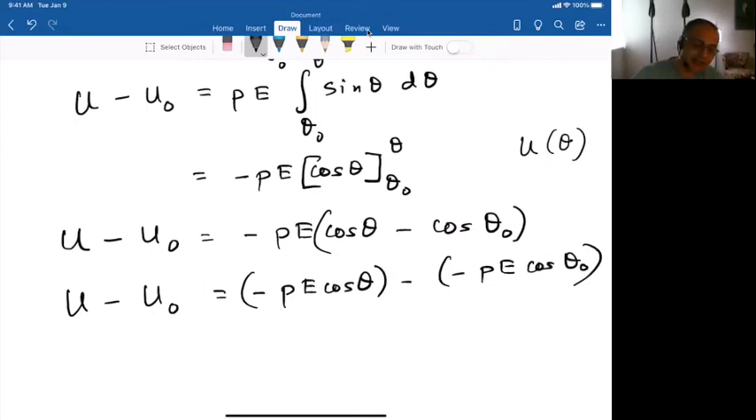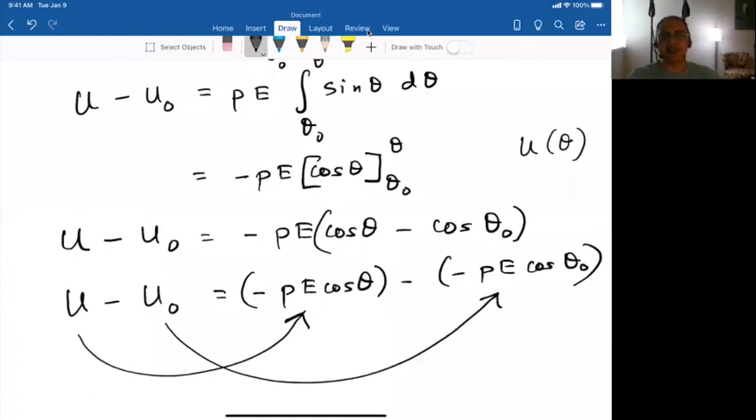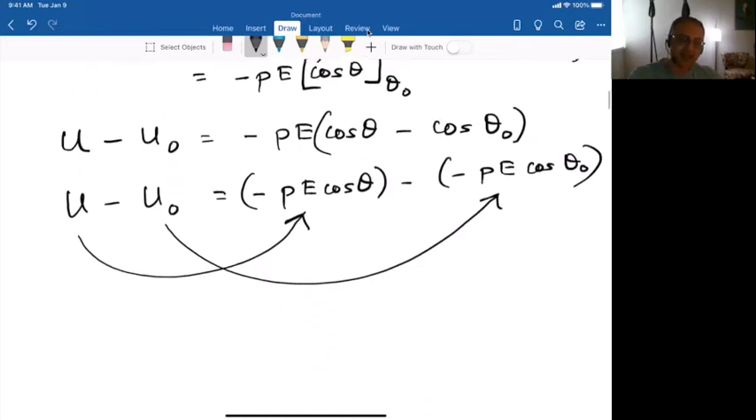Now you can see that U must be minus PE cosine theta, and U initial must be minus PE cosine theta naught, right? Which tells you that the general expression for potential energy is minus PE cosine theta. And that's why U initial was minus PE cosine theta naught. And this is what I was after. So the potential energy of the dipole is U equals minus PE cosine theta.